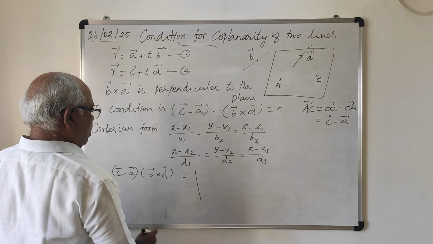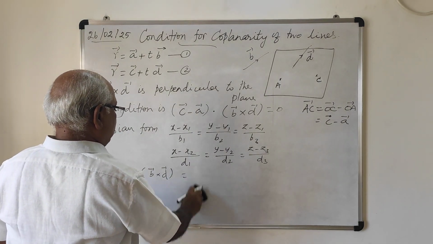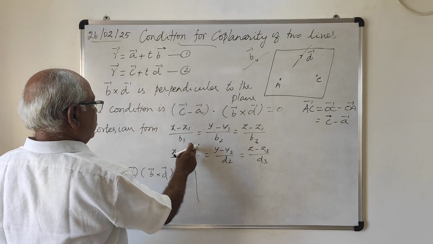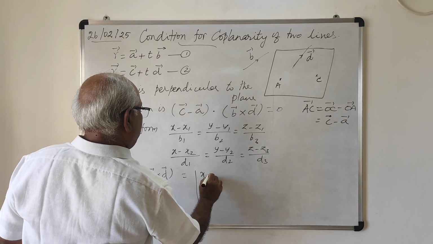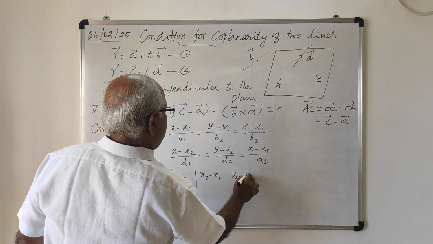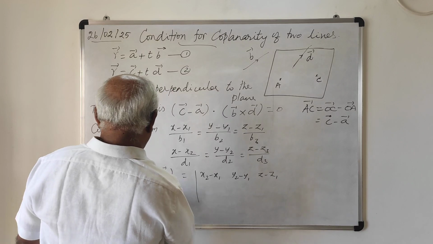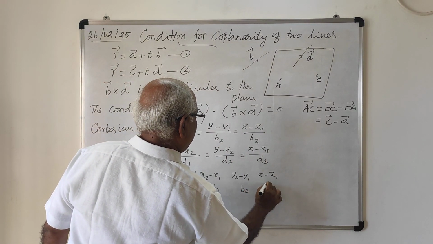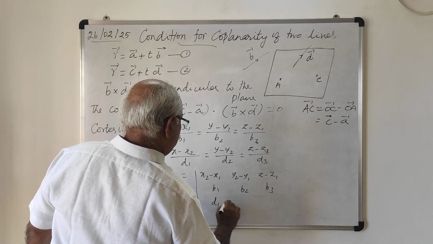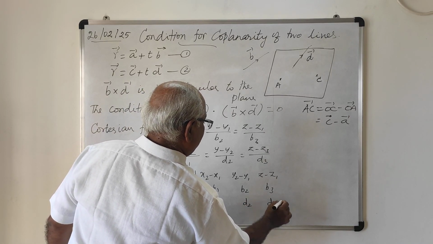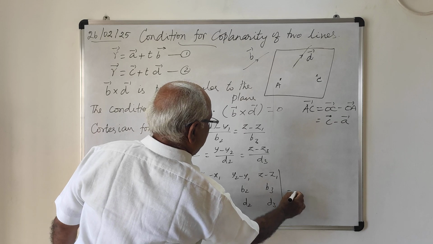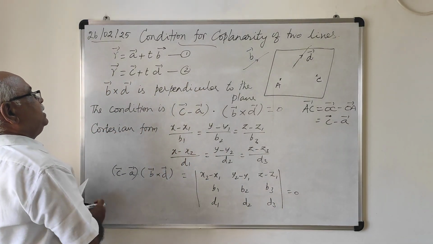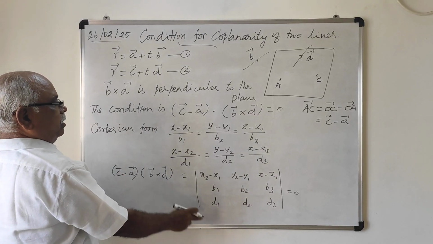This is equal to the determinant form. (C minus A) dot (B cross D): C minus A is OC minus OA, which is (x2 minus x1, y2 minus y1, z2 minus z1). The B vector is b1, b2, b3, and the D vector is d1, d2, d3. This determinant value is 0. This is the condition for two lines to be coplanar in Cartesian form.